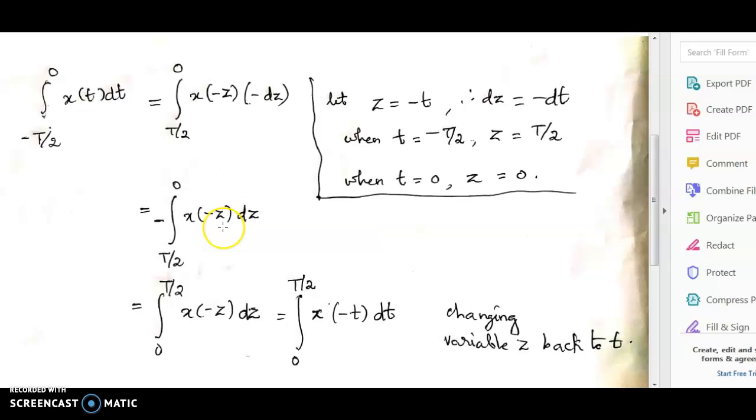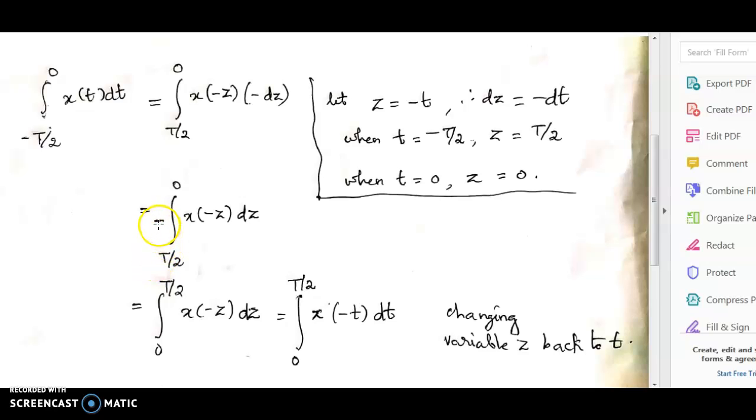Therefore x of minus z, and what is dt? dt is minus dz, and that negative sign we have taken outside. Here you can observe the limit of integration is from minus T by 2 to 0. So we can change the limits of integration by putting a minus sign.